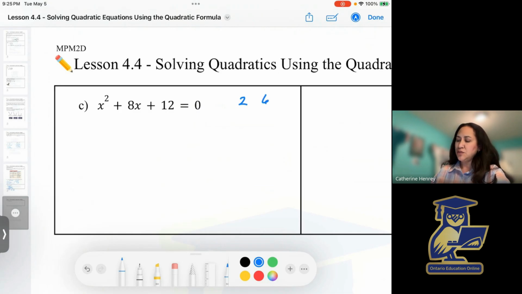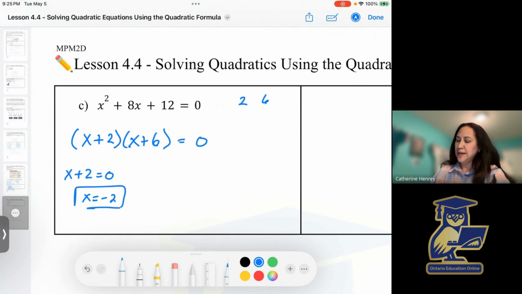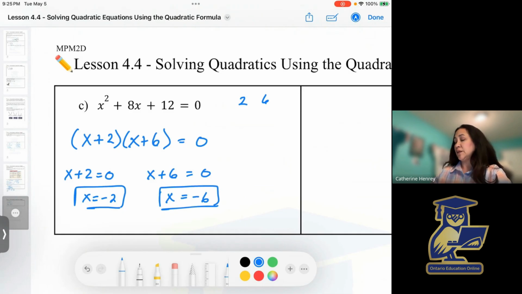So once we know those two numbers, all we do is write this out in factored form. x plus 2 times x plus 6 equals 0. And then our zero product property, x plus 2 equals 0. So x equals -2 is one solution. And then x plus 6 equals 0. And simplifying, x is equal to -6. So yes, factoring super easy once we can recognize it.